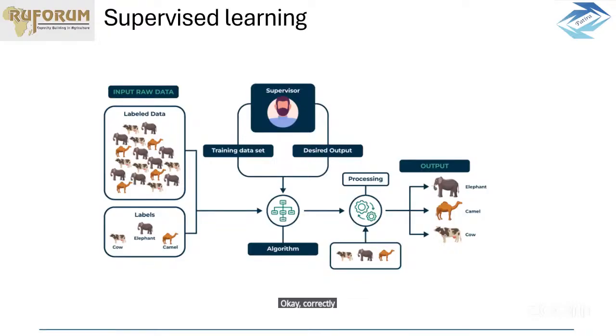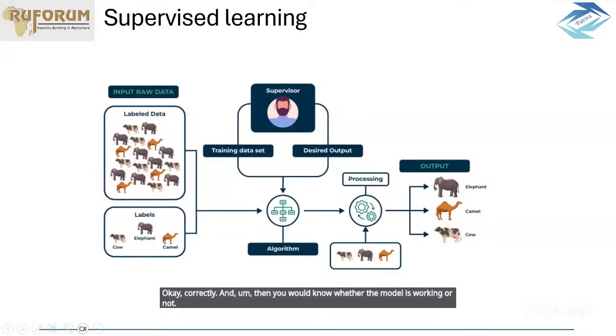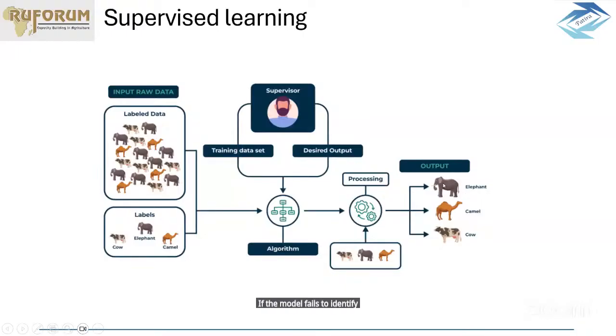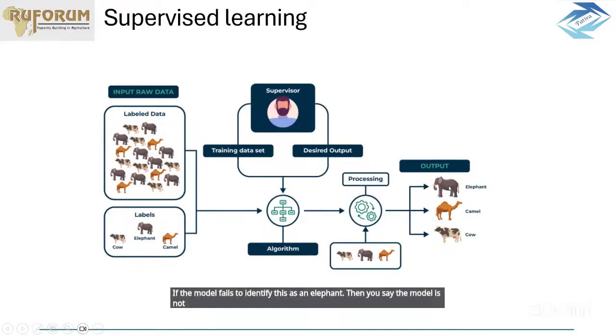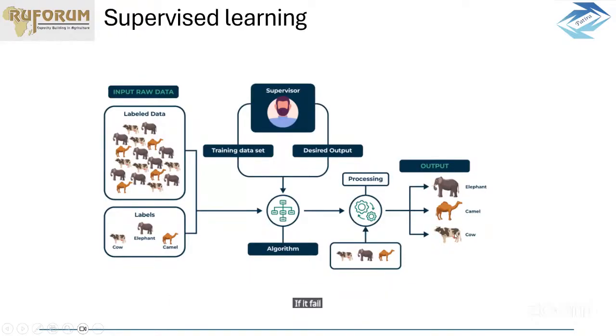And then you would know whether the model is working or not. If the model fails to identify this as an elephant, then you say the model is not good or is not accurate. If it fails to identify this as a cow, that model is not accurate. In our case, we already knew the classes as well. So we want to know if the model can correctly identify existing classes.